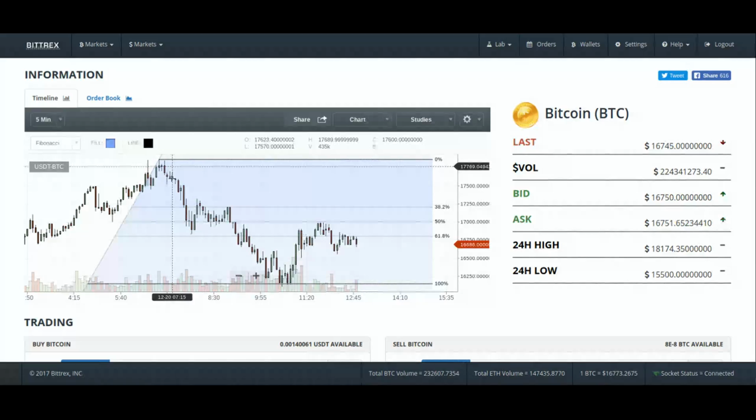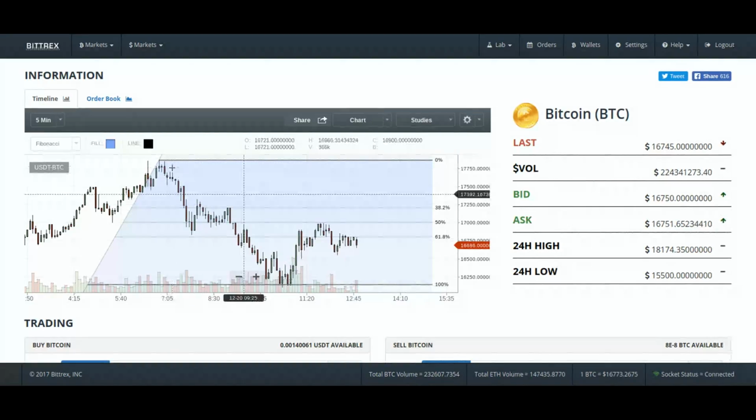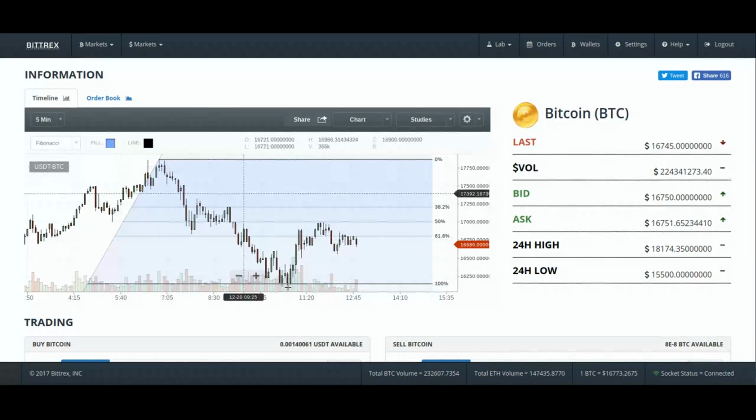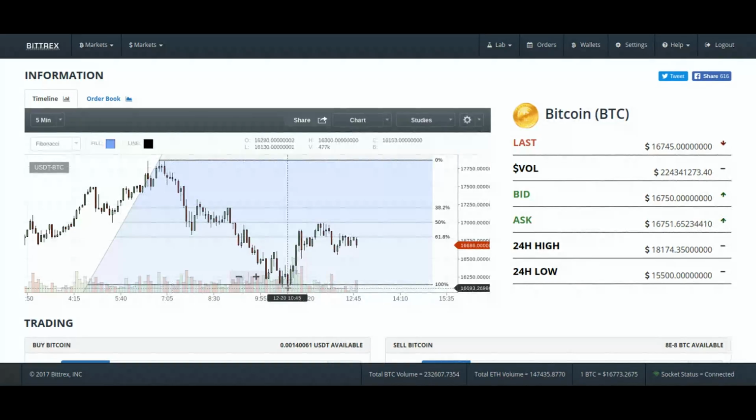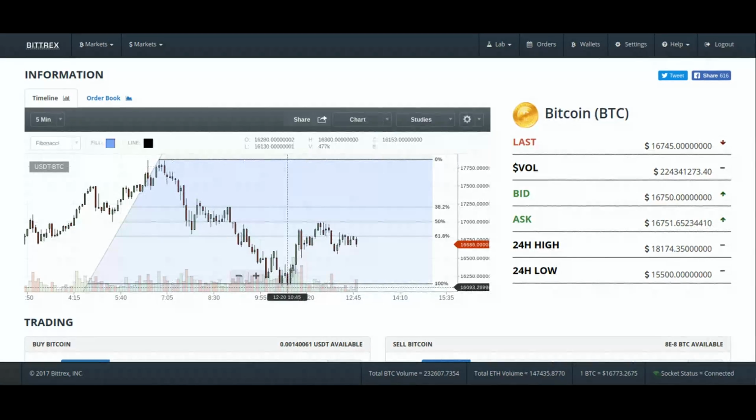But let me see. So right now, if I wanted to get in on a position, we're on a 5-minute chart. I should have moved to a 1-minute chart. Okay, anyways, as you can see, it's bouncing off right now. It's bouncing off of this 61.8%. This right here is a line of resistance.